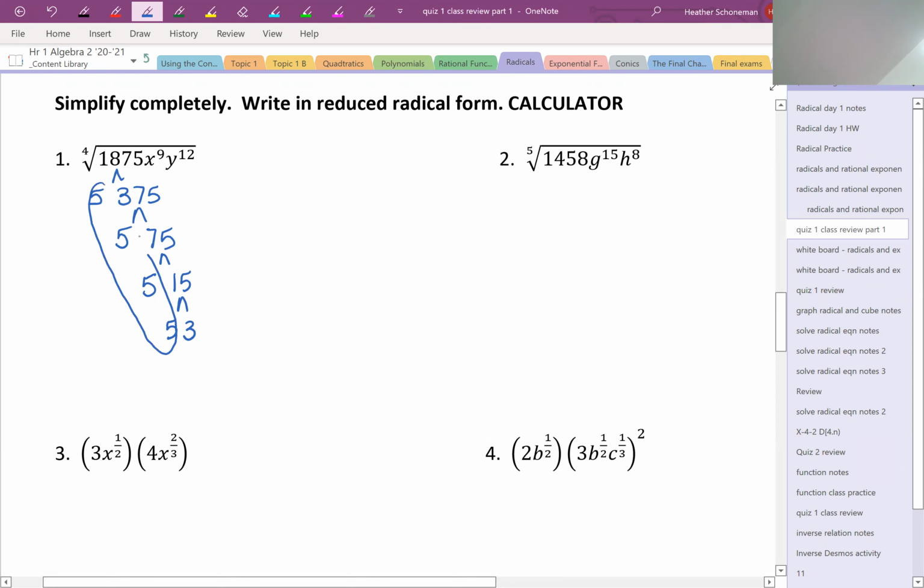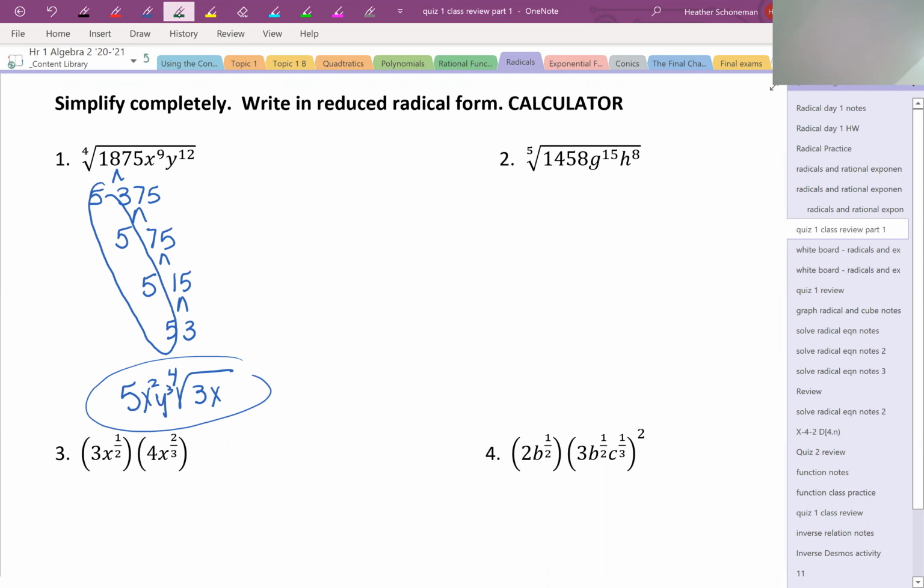So here is a group of 4, so that goes outside. The 3 goes in the radical, the 4 goes on my shelf. Now we have to deal with the variables. Well, how many groups of 4 are in 9? Well, there's 2 groups of 4, and that's 8. So there's 1 left over. And how many groups of 4 in 12? Well, there's 3. Didn't leave good space in there, but there's my answer.